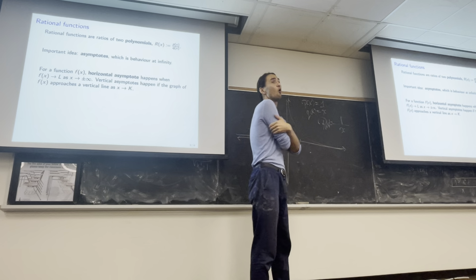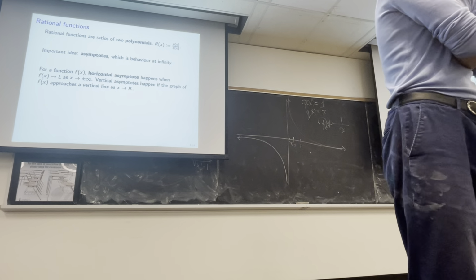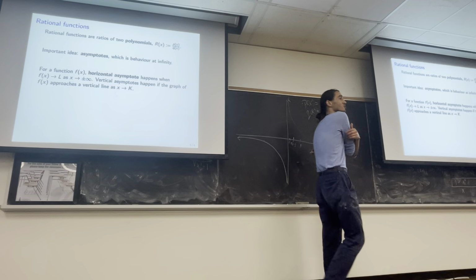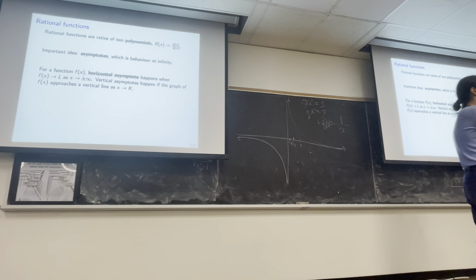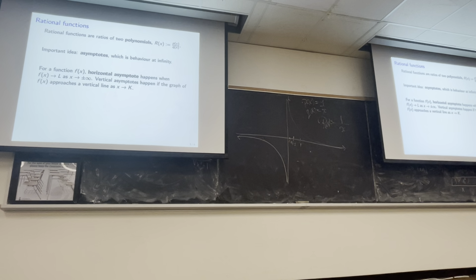Horizontal asymptotes happen in the horizontal direction, basically. So what happens with this function as x gets larger and larger? 1 over 100 is what? 0.01. That's a small number. 1 over 1,000 is 0.001, and so on and so forth. It's getting closer and closer to 0.